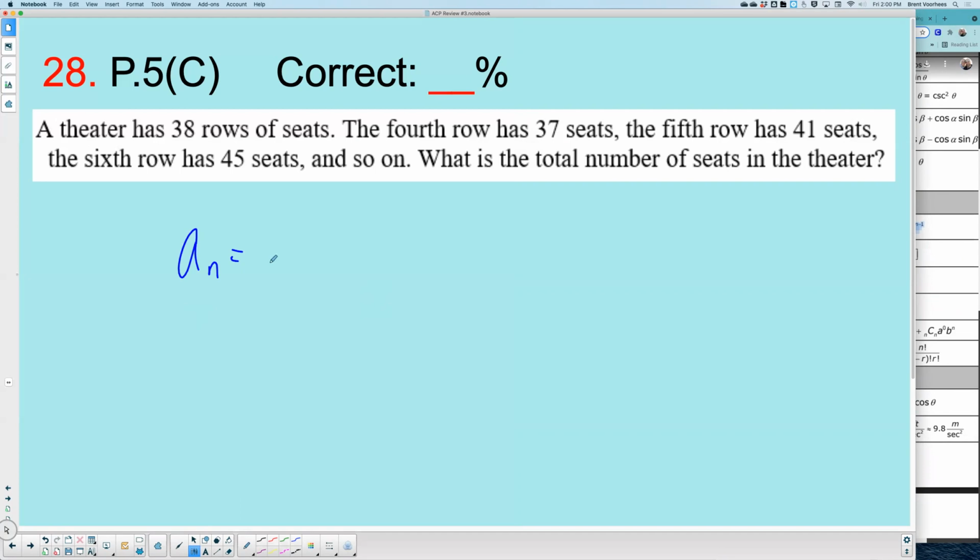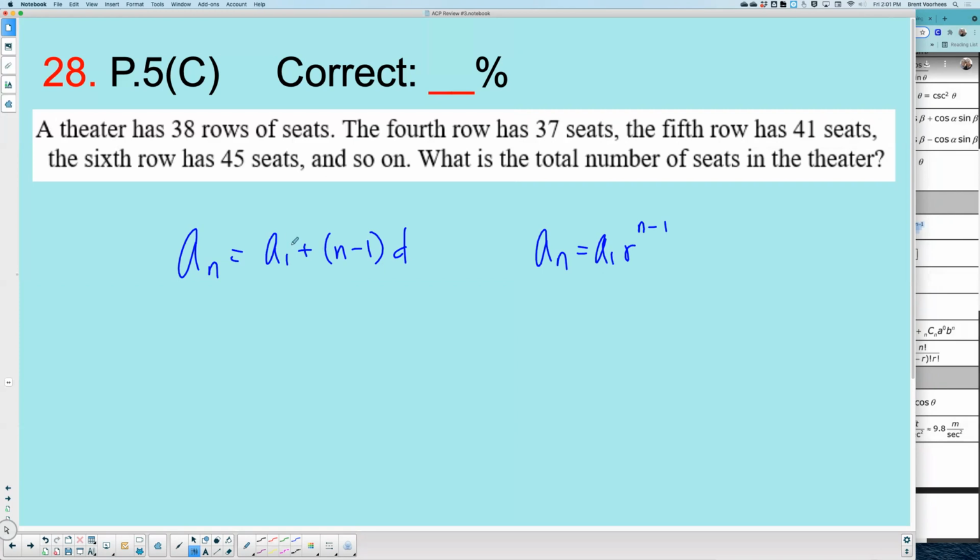Okay. The nth term, what does that say for the arithmetic? An equals A1 plus N minus 1. There's the arithmetic formula. Okay. Now, what's the geometric formula? Equals A1. Perfect. Those are our 2 formulas.